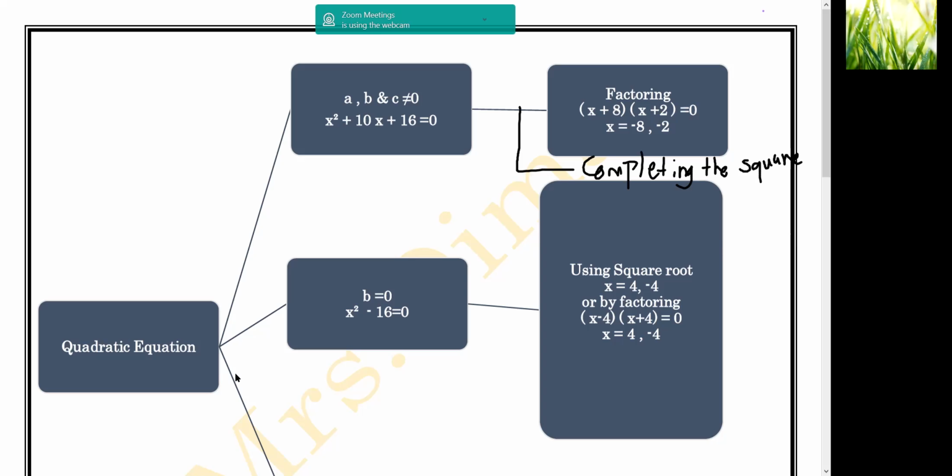If I don't have B, if B is 0, like x squared minus 16, I'll use the square root, as we said before, like x squared equals 16. So x could be positive or negative 4 by the square root of 16, or by the factoring way that I told you about yesterday, factorizing it into x minus 4 and x plus 4. Then I will use the zero property, and x could be 4 or negative 4.